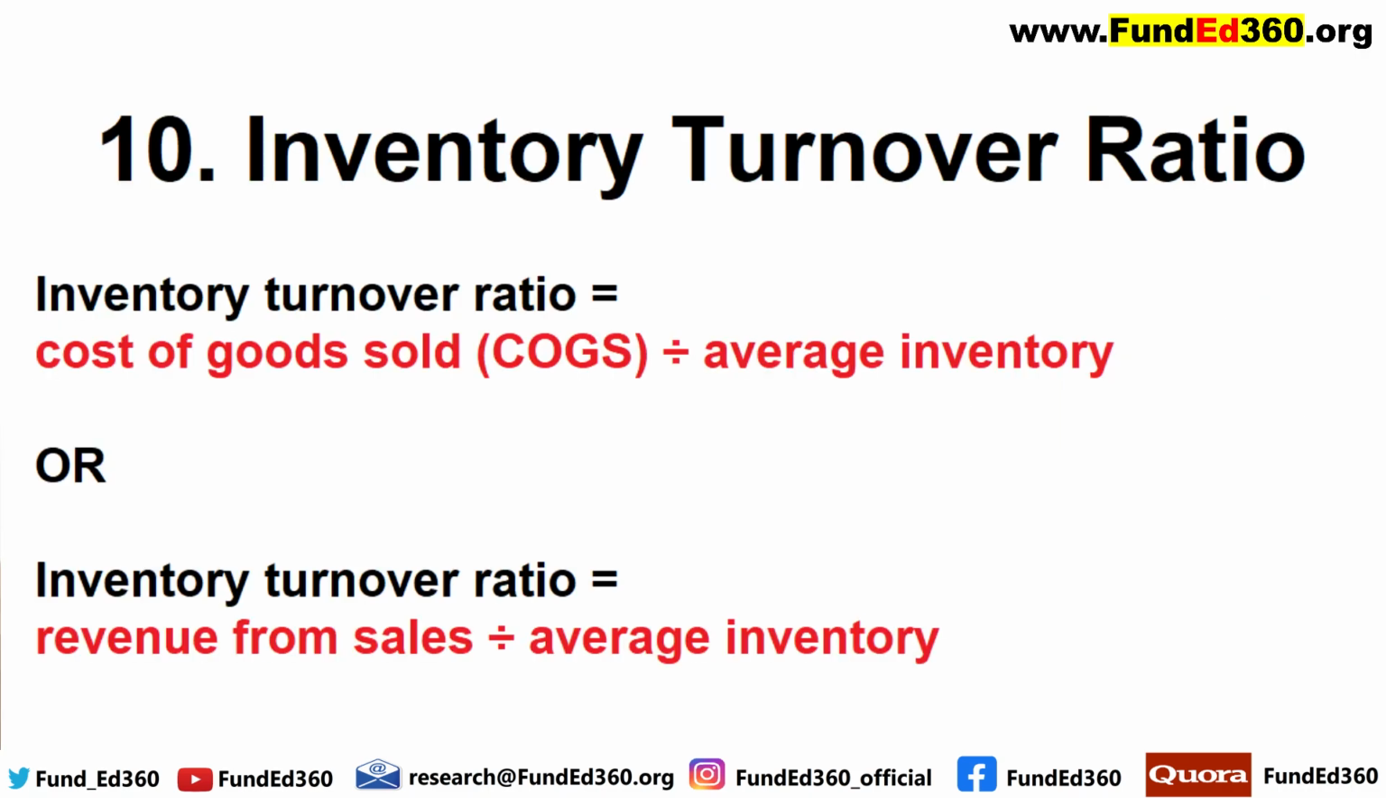And the 10th ratio is the inventory turnover ratio. This ratio determines the number of times a company has managed to sell and replenish its stock of finished goods. It is typically calculated for a specific time period. Mathematically, inventory turnover ratio is the ratio of cost of goods sold to average inventory. Some companies may use their revenue from sales instead of cost of goods sold. In that case, inventory turnover ratio will be revenue from sales divided by average inventory.